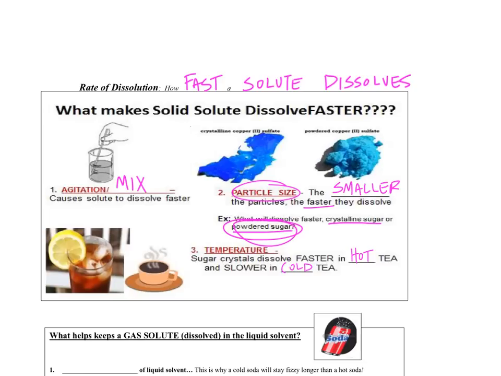So again, three things that make a solute dissolve faster. Agitation, mixing it up. The size of the particle: the smaller the particle, the faster it dissolves. And the temperature: the hotter the temperature, the faster it dissolves. The colder the temperature, the slower it dissolves.